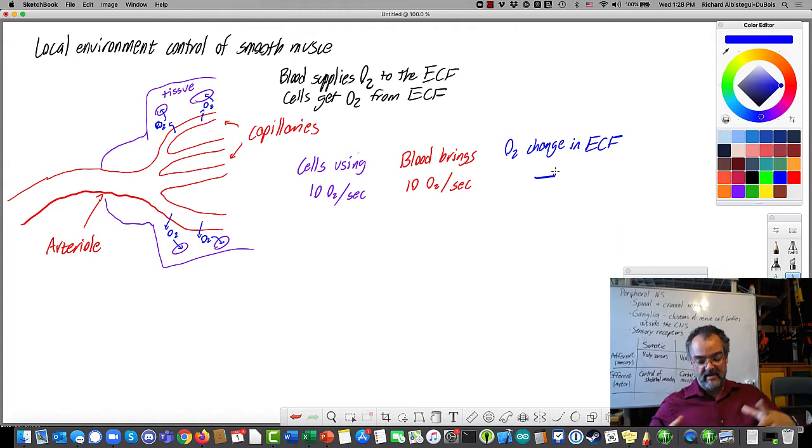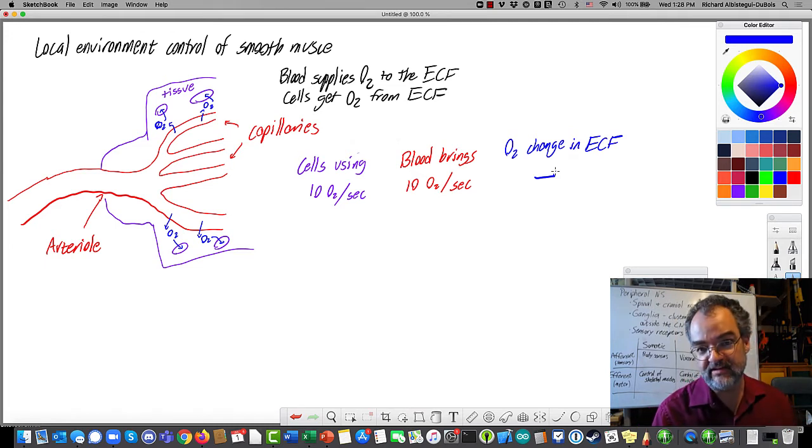Think of it this way. Imagine you have a pile of M&Ms on your desk, and you're eating 10 M&Ms per minute. If I bring you 10 M&Ms per minute and drop them on your desk, then the size of your pile isn't changing. You're eating them at the same rate that I'm bringing them. That's kind of like the oxygen in the ECF is like the size of your pile of M&Ms. If the blood is bringing 10 oxygen per second to the ECF and the cells are using 10 oxygen per second, then the amount of oxygen in the ECF is not changing.